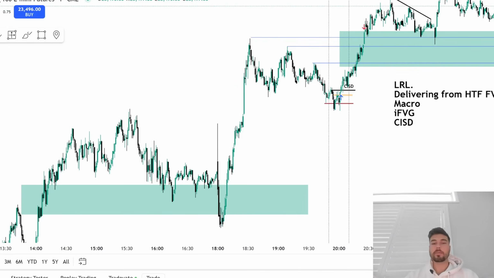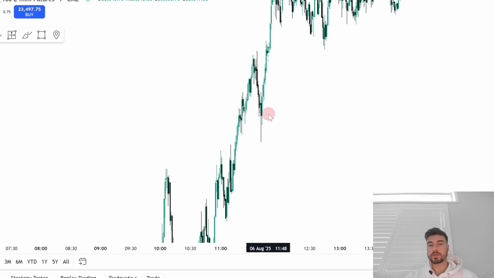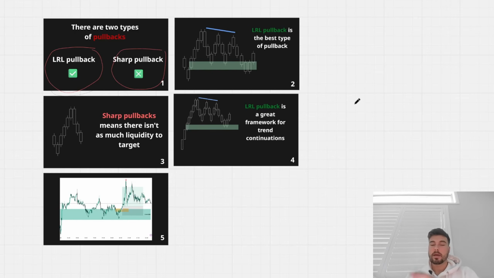Now, the sharp pullback I'm not interested in. And examples of that could be seen like back here, where price just pulls back sharply and moves up. I'm not interested in that. It's not my model. I don't have to take that. Each to their own. If it suits your style, if it suits your model, go for it. But for me, I don't engage that way.